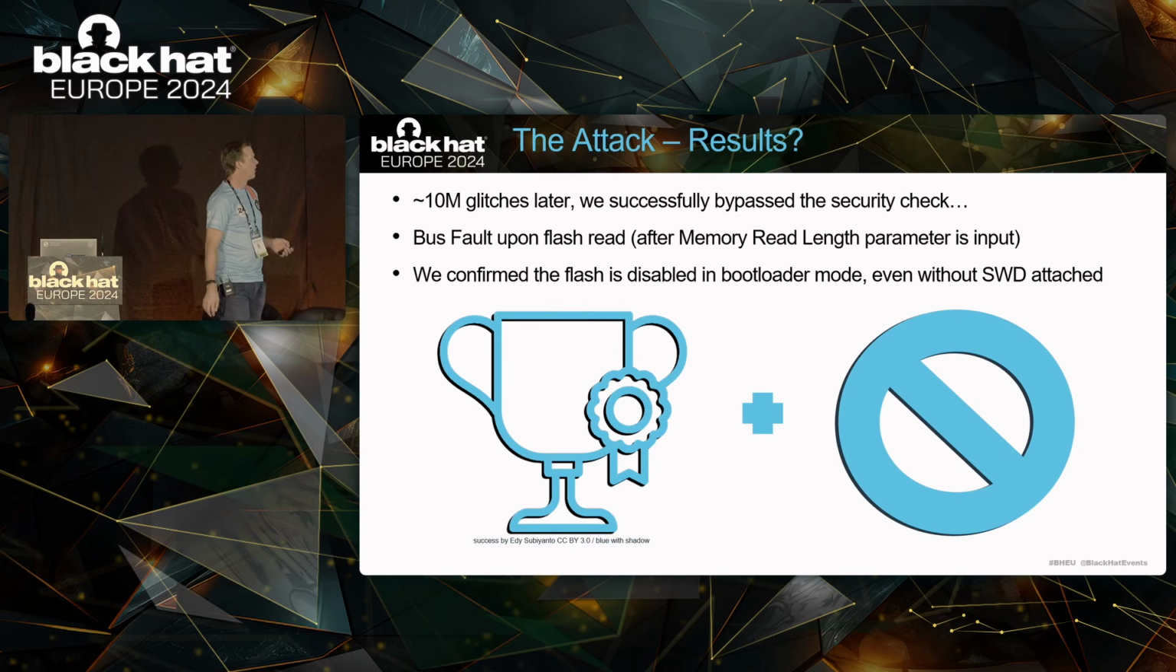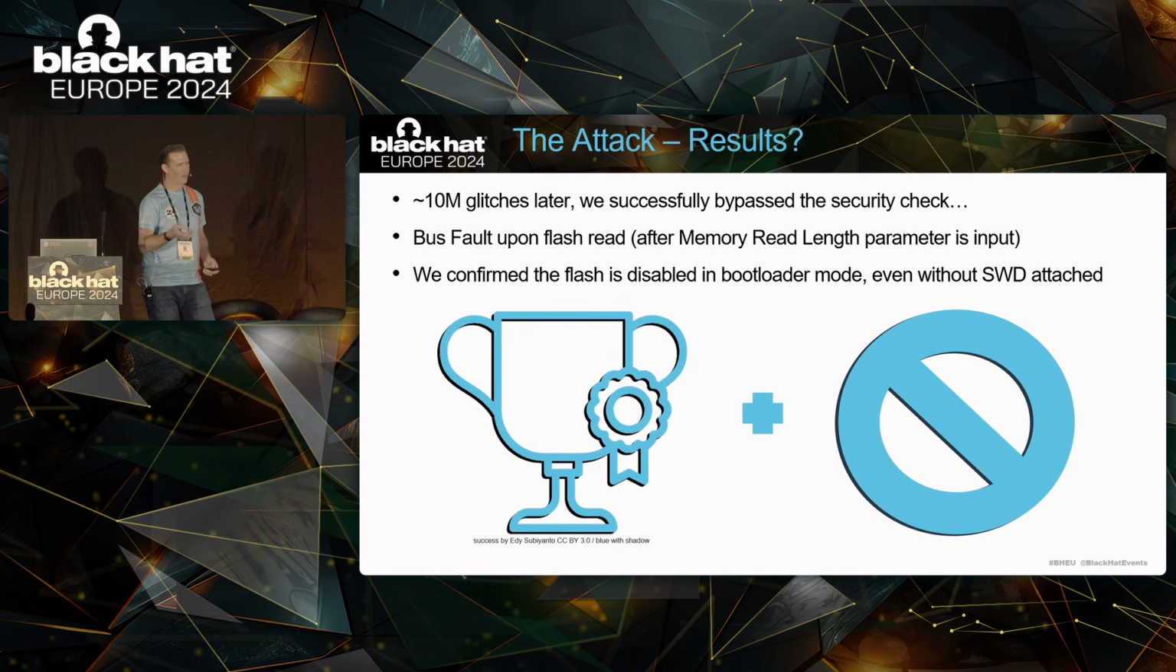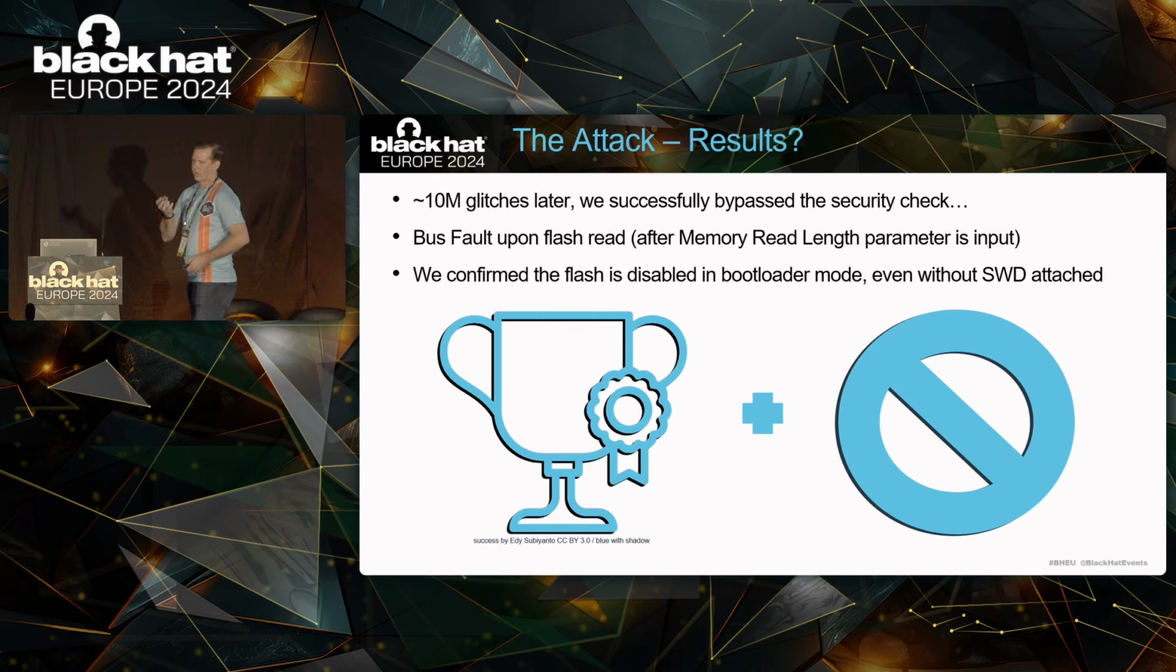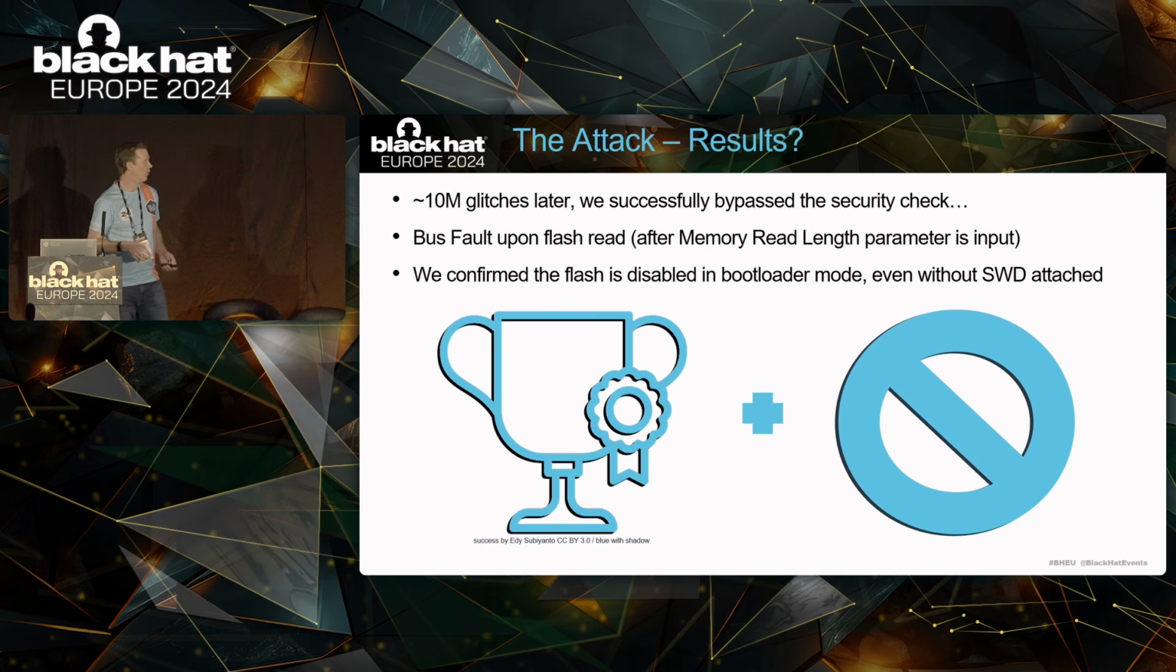Unfortunately, after we got continuation, when it tried to read the flash, we had some hard faults. This is described in the data sheet. It wasn't unexpected, but we wanted to check this. So the flash is disabled, even with the debugger disconnected, in bootloader mode. So what do we do next?